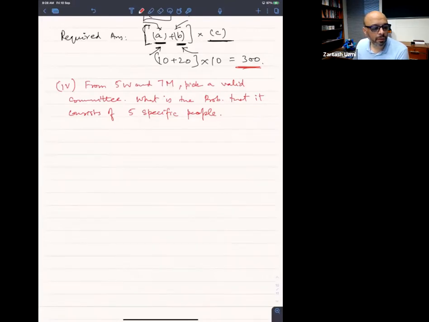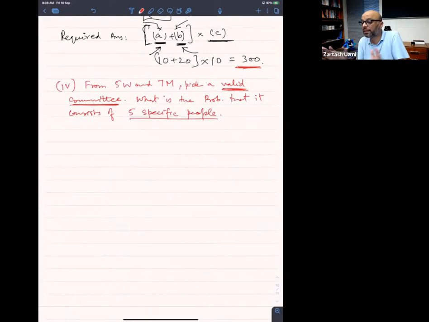Bilal, you're saying 1/12 C5? Well, no. I'm just saying that from these 5 women and 7 men, you pick a valid committee. I'm not saying that you pick any committee. If you pick any committee, then it would be 1/792 to have these 5 specific people. But I'm saying that you picked a valid committee.